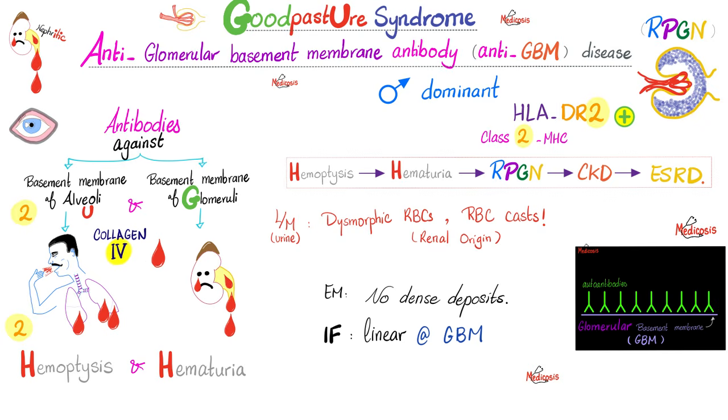How do I manage Goodpasture? 4 methods. Number 1, get rid of the nasty antibodies by plasma exchange or plasmapheresis. Number 2, immunosuppressants. And then when everything hits the fan, you go with 3, dialysis or kidney transplant.